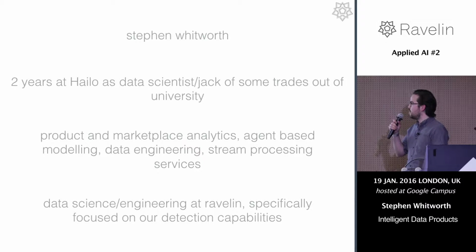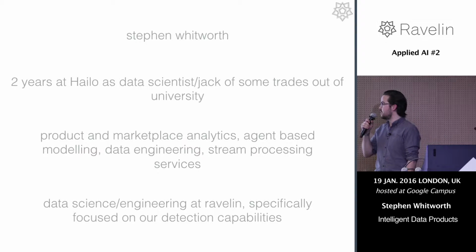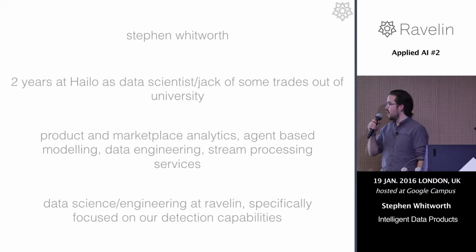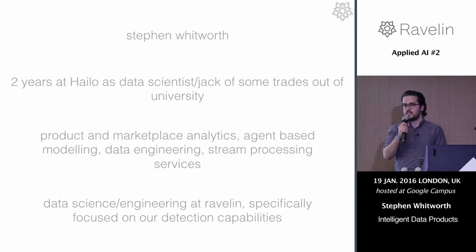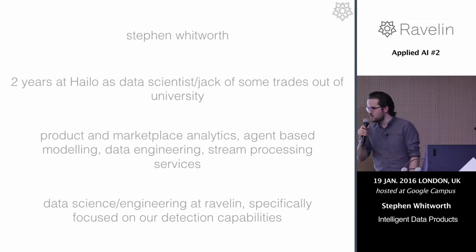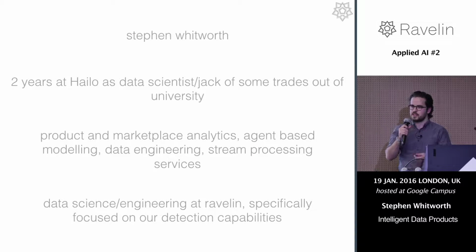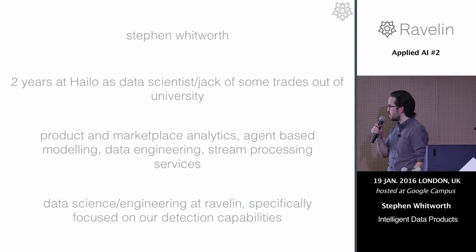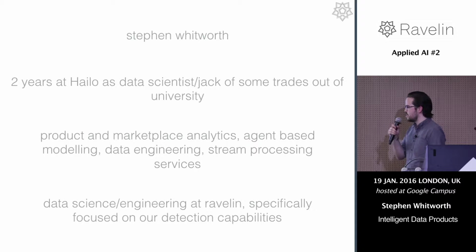So a bit about me. My name's Stephen. I spent the 2 years previous to this working at Hailo. I was a data scientist there, jack of some trades, primarily doing a bunch of analysis-based stuff, so kind of traditional data science research. I also did some engineering, the quality of which is very debatable. But I built some stuff around stream processing. So, for example, I built a service that captured all of our GPS data and then allowed you to query it and see the speeds of various drivers in London. And that factored into our traffic estimation times.